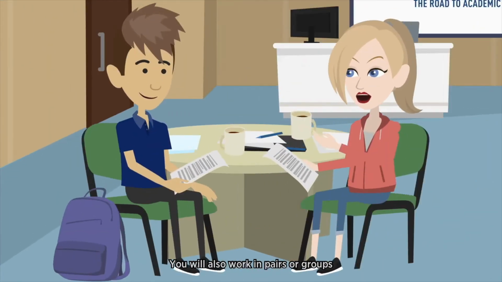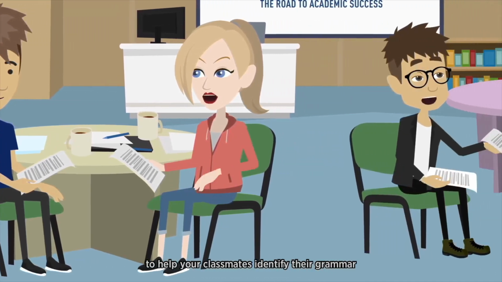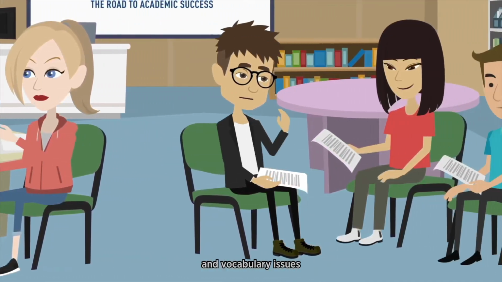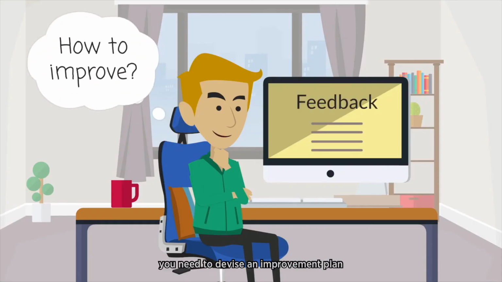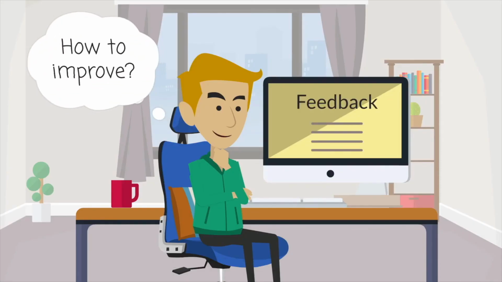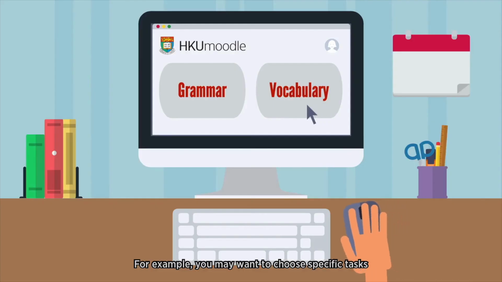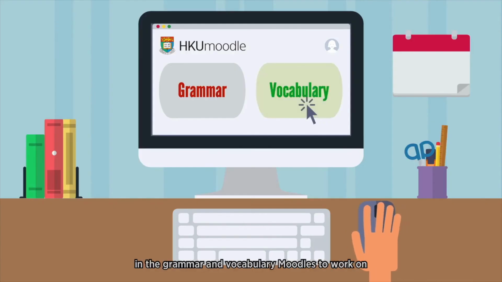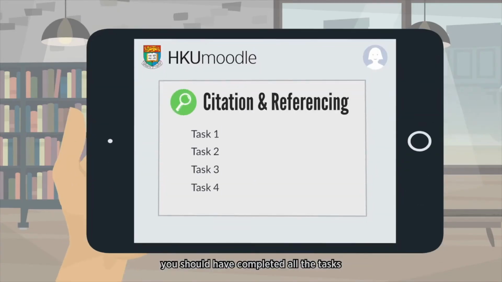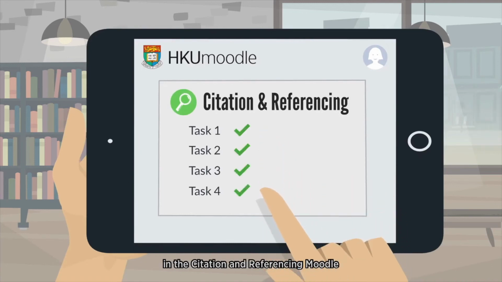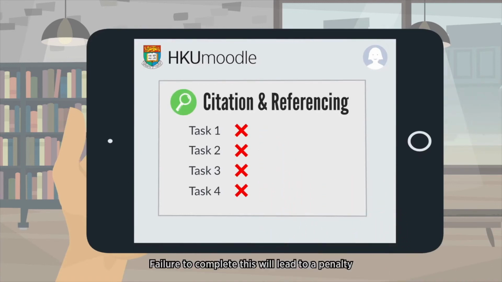You'll also work in pairs or groups to help your classmates identify their grammar and vocabulary issues. Based on the feedback, you need to devise an improvement plan. For example, you may want to choose specific tasks in the grammar and vocabulary Moodles to work on. By week 5, you should have completed all the tasks in the Citation and Referencing Moodle. Failure to complete this will lead to a penalty.